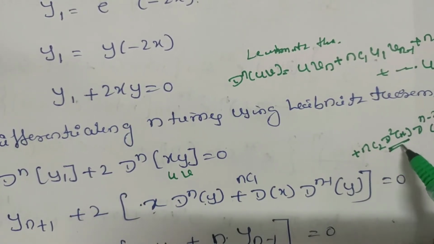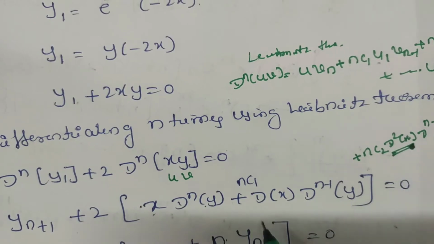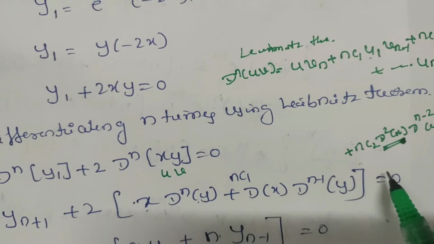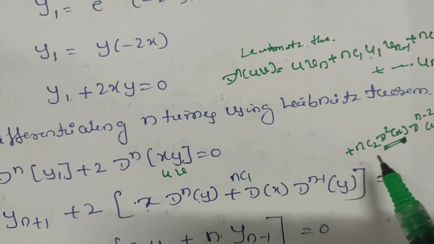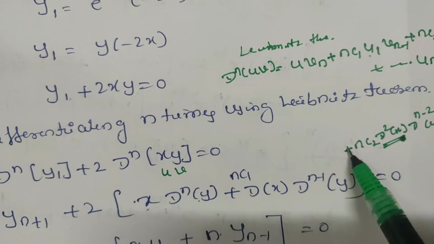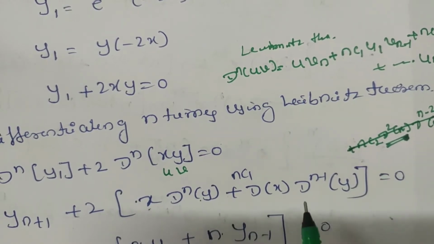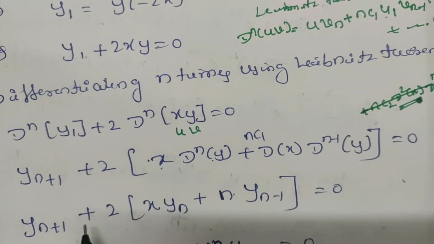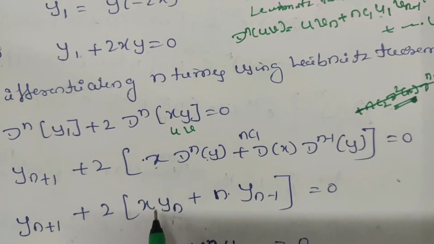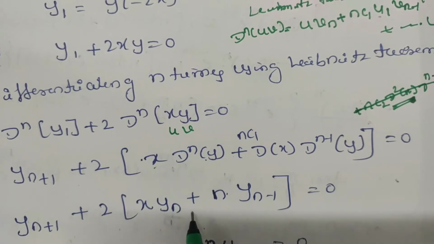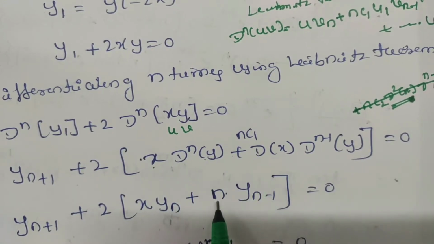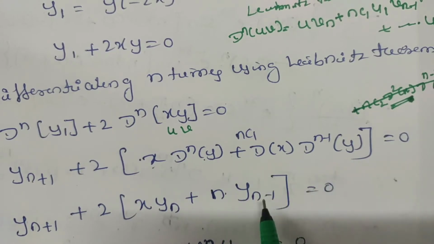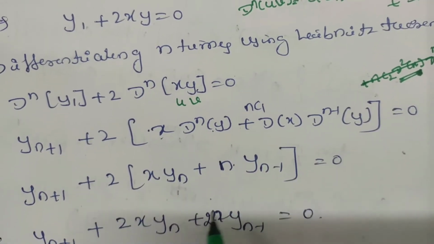See here, the second derivative of x is 0 because the first derivative of x is 1. If you differentiate this once again, it becomes 0. So you have to stop here only, don't write the next term. It becomes yn plus 1 plus 2 times x into the nth derivative of y, plus nc1 is n, and the derivative of x is 1, and the n minus 1th derivative of y is yn minus 1. It is equal to 0.